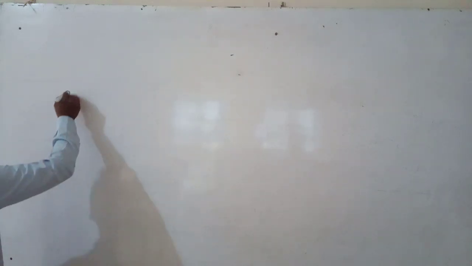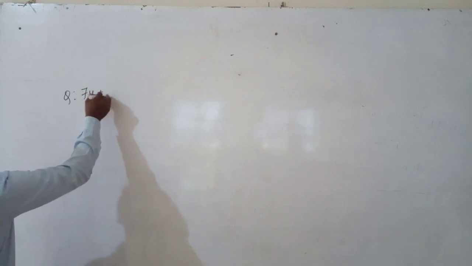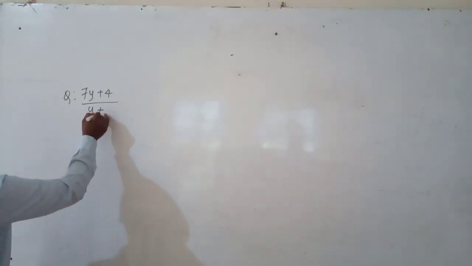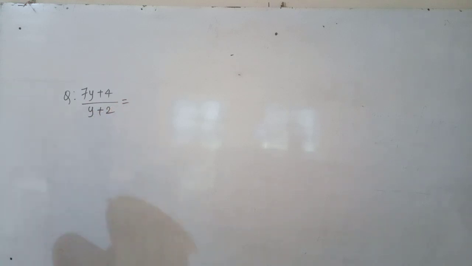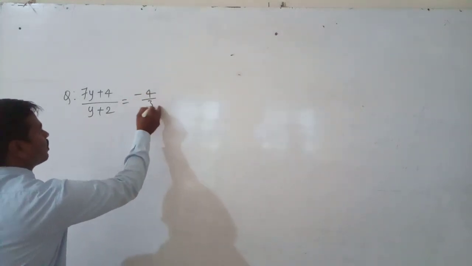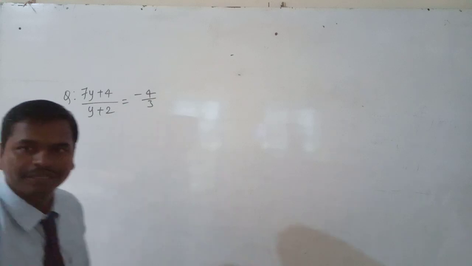Let us solve one more question on this one. What is the next question? 7y plus 4 divided by y plus 2 equal to, what is the right side? Minus 4 by 3. Equal to minus 4 divided by 3 we are getting here.